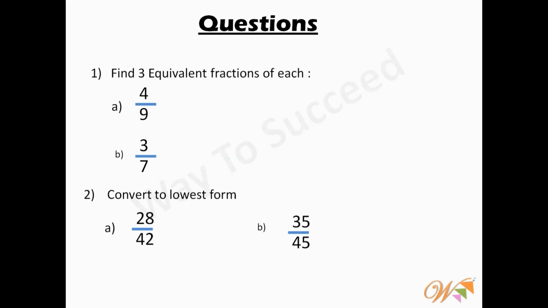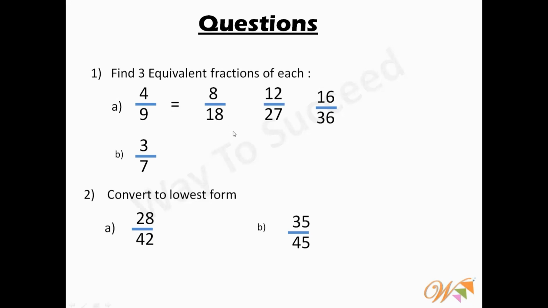So if I multiply 4 by 9 with 2 by 2, I will get 4 times 2 is 8, 9 times 2 is 18. Similarly, if I multiply 4 by 9 with 3 by 3, I'll get 12 by 27. If I multiply 4 by 9 with 4 by 4, I will get 16 by 36. And you can actually multiply the numerator and denominator with any number. It's just that it should be the same number. You have to multiply the numerator and denominator with the same number and you will get one equivalent fraction.